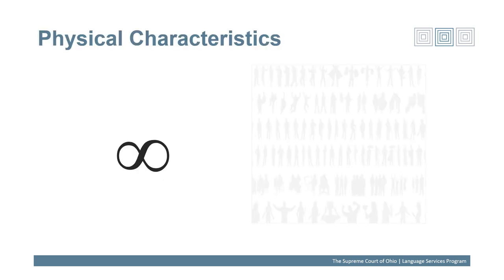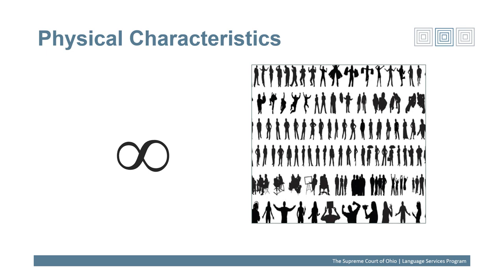The most obvious challenges regarding physical characteristics are the infinite number of ways human beings can be described. By the way, here's a little word trivia for you. Did you know that the infinity symbol is also known as a lemniscate? Do you know what it means and how to say it in your working language?